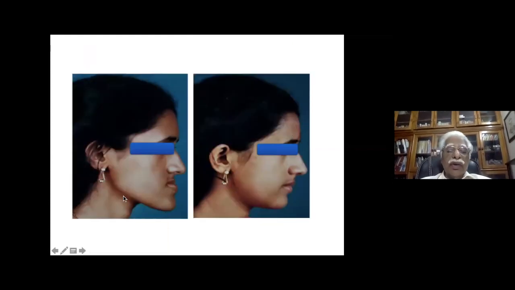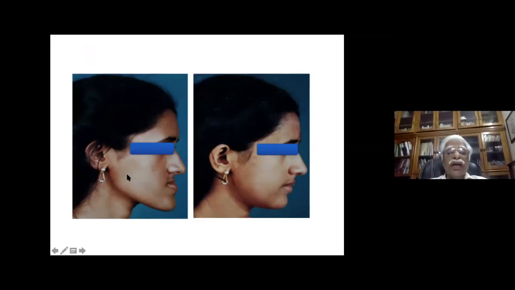Now, this is a mandibular prognathism case which I have shown. What I have done is a subsigmoid vertical osteotomy here. An extraoral submandibular incision is made, the subsigmoid osteotomy is done, and the mandible is pushed backward. And this is the result. It can also be done by bilateral sagittal split.